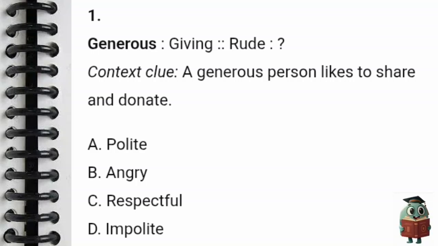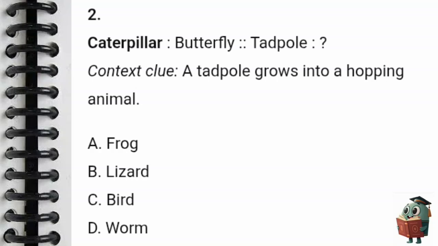1. Generous is to giving as rude is to blank. Clue: A generous person likes to share and donate. A. Polite. B. Angry. C. Respectful. D. Impolite. 2. Caterpillar is to butterfly as tadpole is to blank.